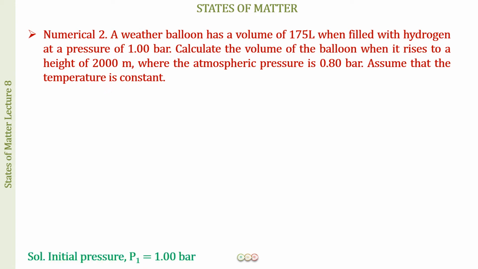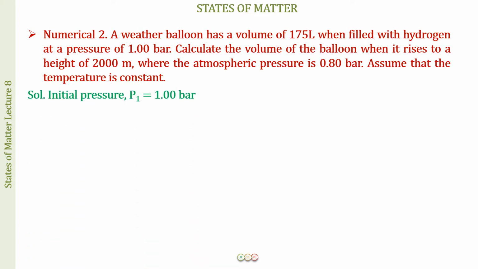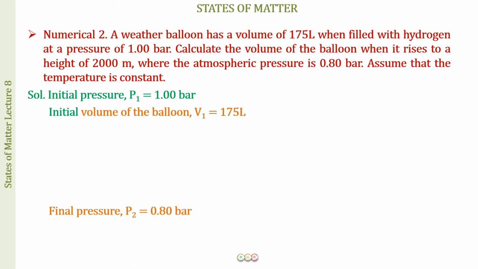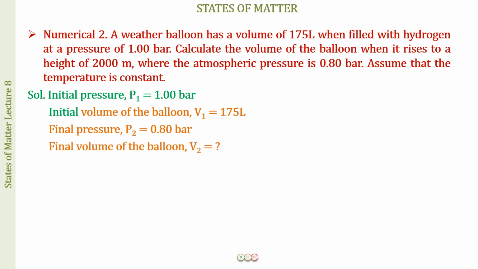So what all is given to us here? The initial pressure is 1 bar. The initial volume of the balloon is 175 liter. The final pressure is 0.80 bar, and the final volume of the balloon is what we have to find out.